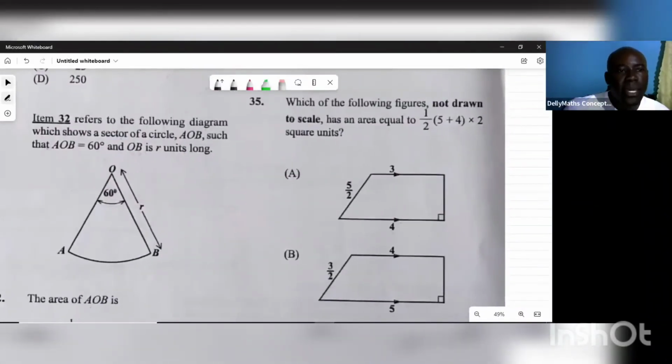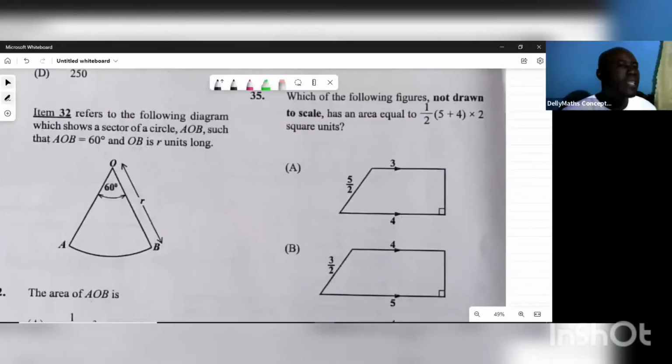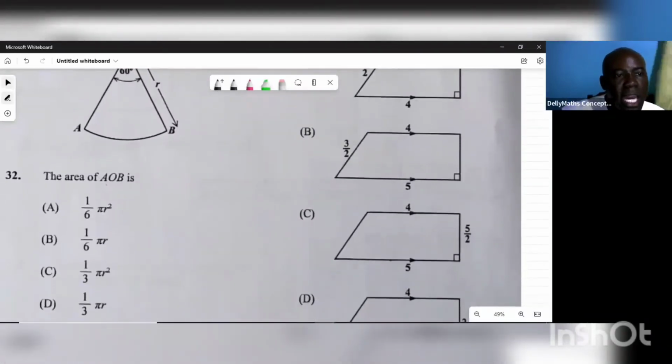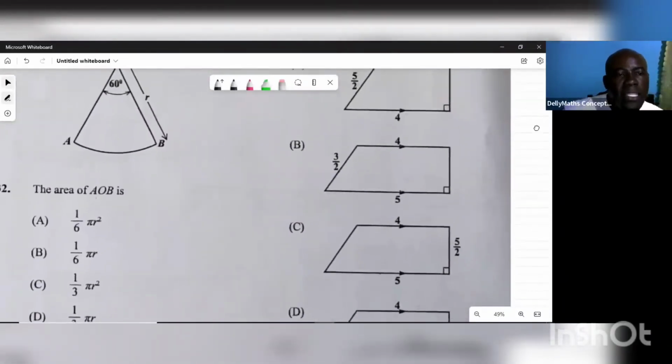Now, looking at this, it says item 32 refers to the following diagram, which shows a sector of a circle. So it shows a sector of a circle AOB such that AOB is 60 degrees and OB is r units long. All right, no problem. So whatever they told us, we're seeing it there. Let us see what they want us to do though. Question 32 says the area of AOB. This is area of sector.